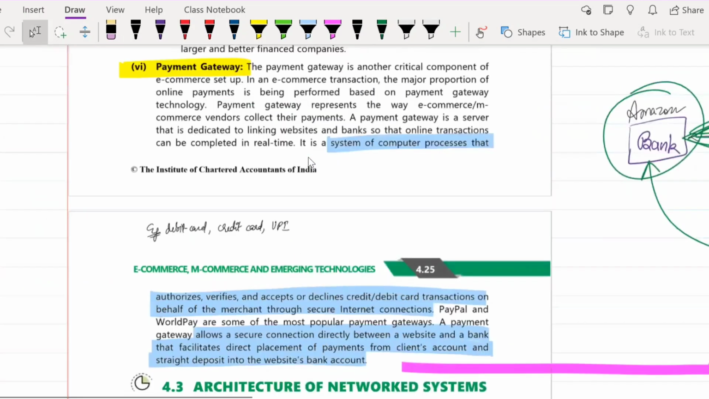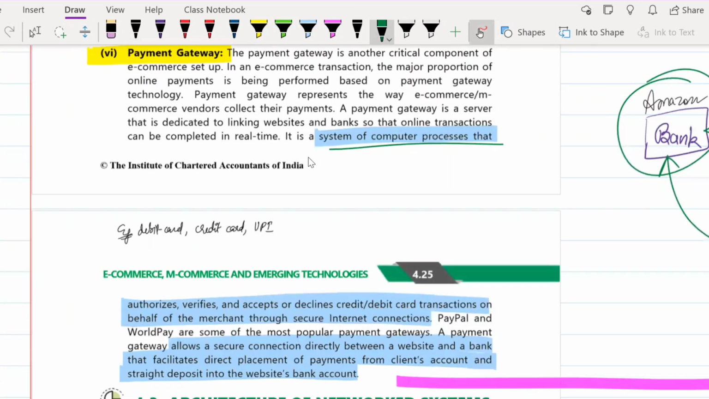So payment gateway, if you see, is a system of computer processes that authorizes, verifies, and accepts or declines the credit or debit card transactions on behalf of the merchant through secure internet connections. So it allows a secure connection directly between a website and a bank. So the website and the bank have a secure connection between them because of the payment gateway, because it authorizes the information, it verifies the information, and then only finally it accepts or declines whatever payment has been made.